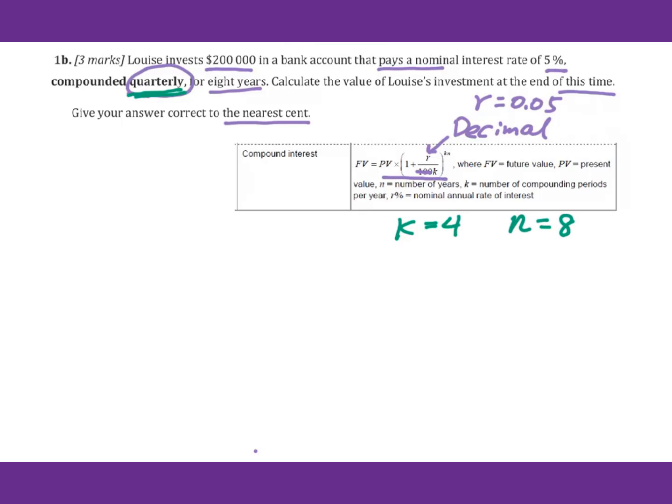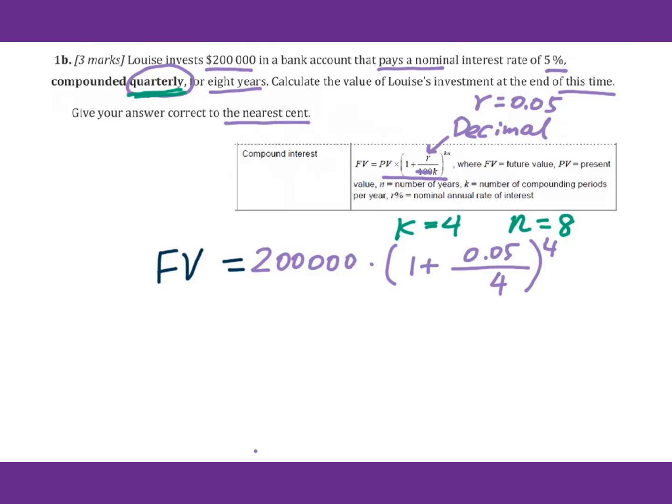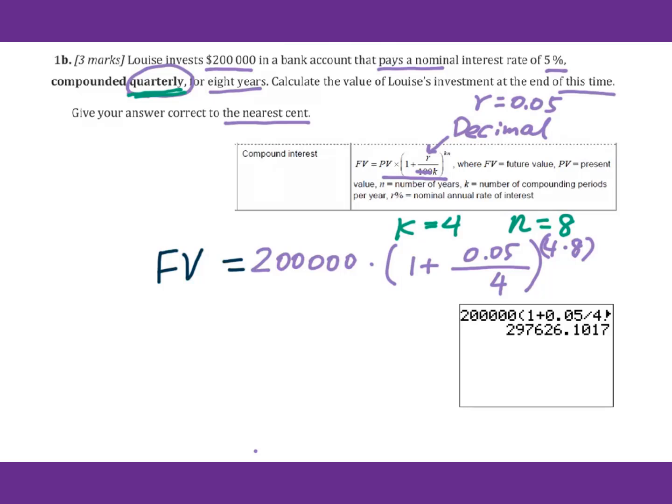So we just plug in that FV equals $200,000 times 1 plus 0.05 over K, that's over 4, to the exponent 4 times 8. So we put into graphing calculator. Your answer will be 297626.10 dollars.